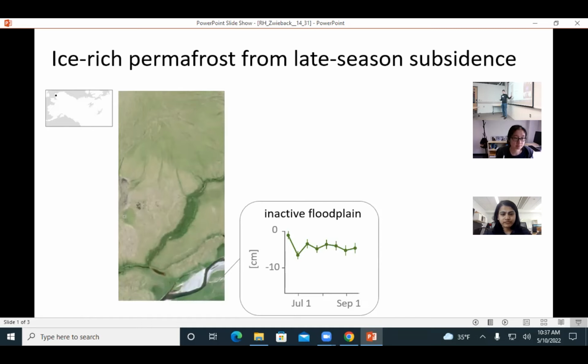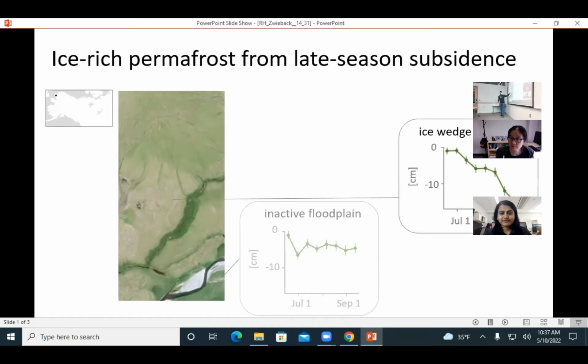So what does the subsidence signal look like? Initially, we get subsidence just after snowmelt, and then the position of the surface is relatively stable. It's consistent with our expectations that there isn't a lot of excess ground ice at greater depths or at the top of the permafrost. Please click. Let's look at the site here.